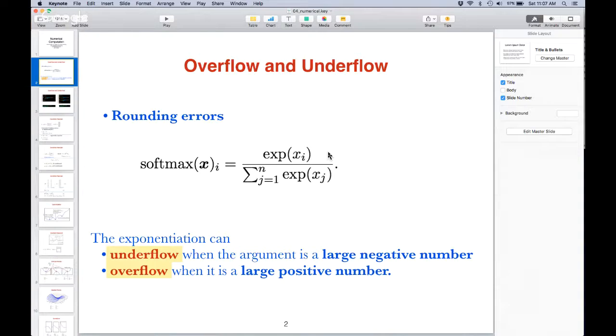The computer has only 16 digits if you're using double precision, so you have the risk of it running off to 0. If the denominator comes out as 0, it's going to throw you an error, basically equal to infinity. So the exponentiation can underflow when the argument is a large negative number, or it can also overflow when it's a large positive number.